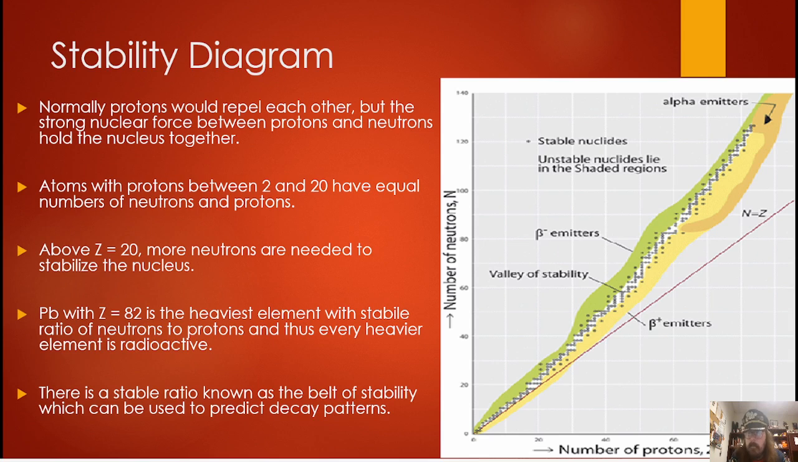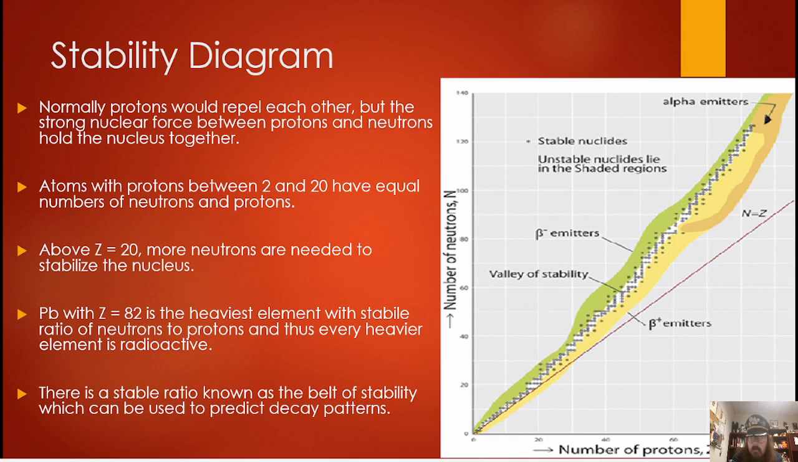But so there's essentially a belt of stability, looking at the ratio of protons to neutrons. Every one of those blue dots is a stable nuclide, a stable ratio of protons to neutrons. So if we go above that belt into the green area, we have essentially too many neutrons. And so it's going to undergo a beta decay, which turns a neutron into a proton. So it moves diagonal right down to get back towards that belt of stability.